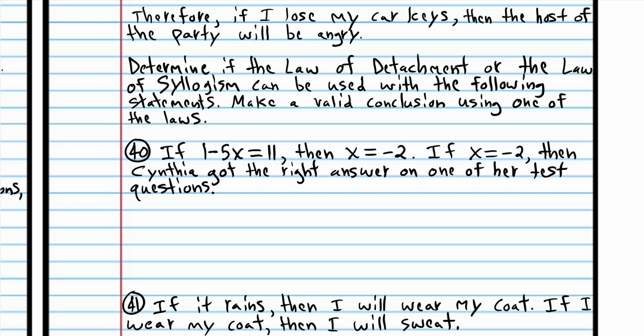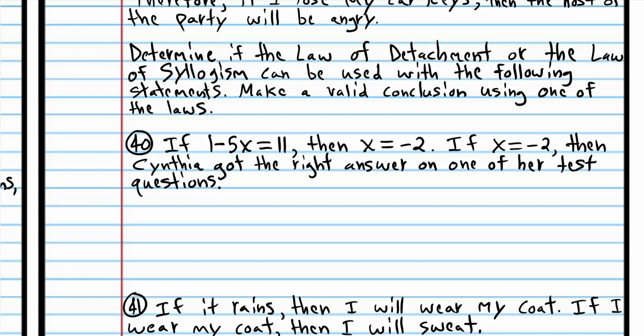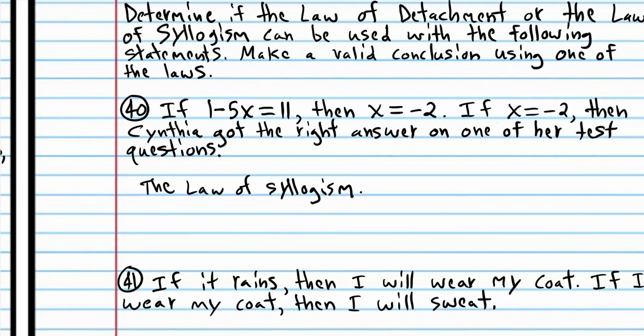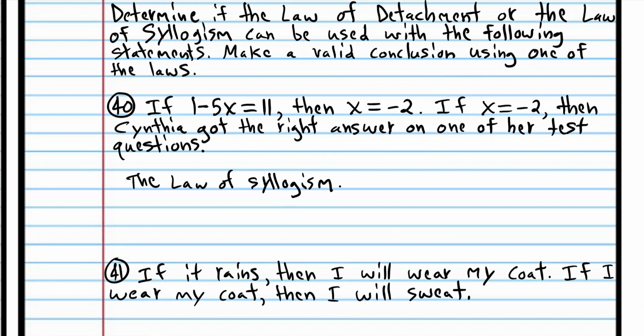All right, we're back. So this is going to be the law of syllogism, because we have if x then y, and if we have if y then z, so therefore we can make a conclusion, and the conclusion is going to be if x then z. We can't really use x because we have x in this actual problem.